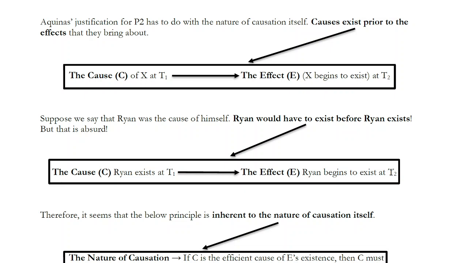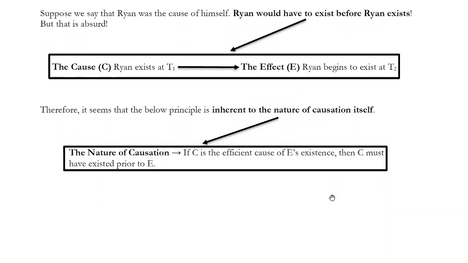And Aquinas is saying that's just fundamentally absurd. That's fundamentally impossible. That's actually the word he uses. He uses the word impossible here. And so he's making the fundamental claim about the nature of causation. If C is the efficient cause of E's existence, then C must have existed prior to E. Causes always need to exist before their effects. And so that means nothing can be self-caused.